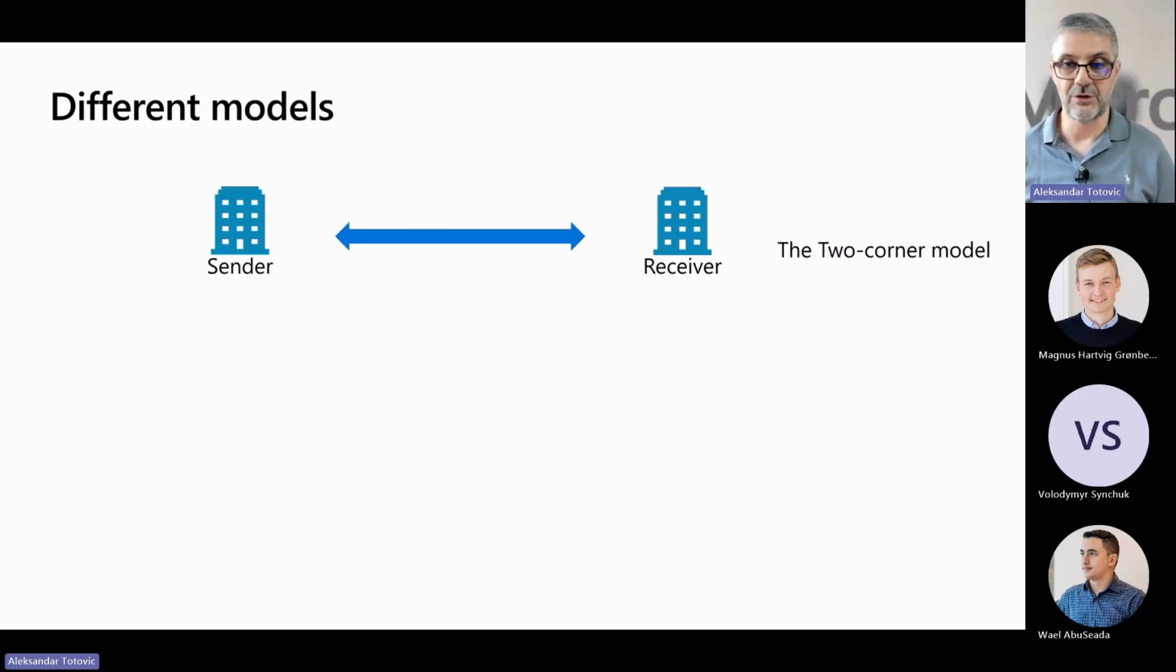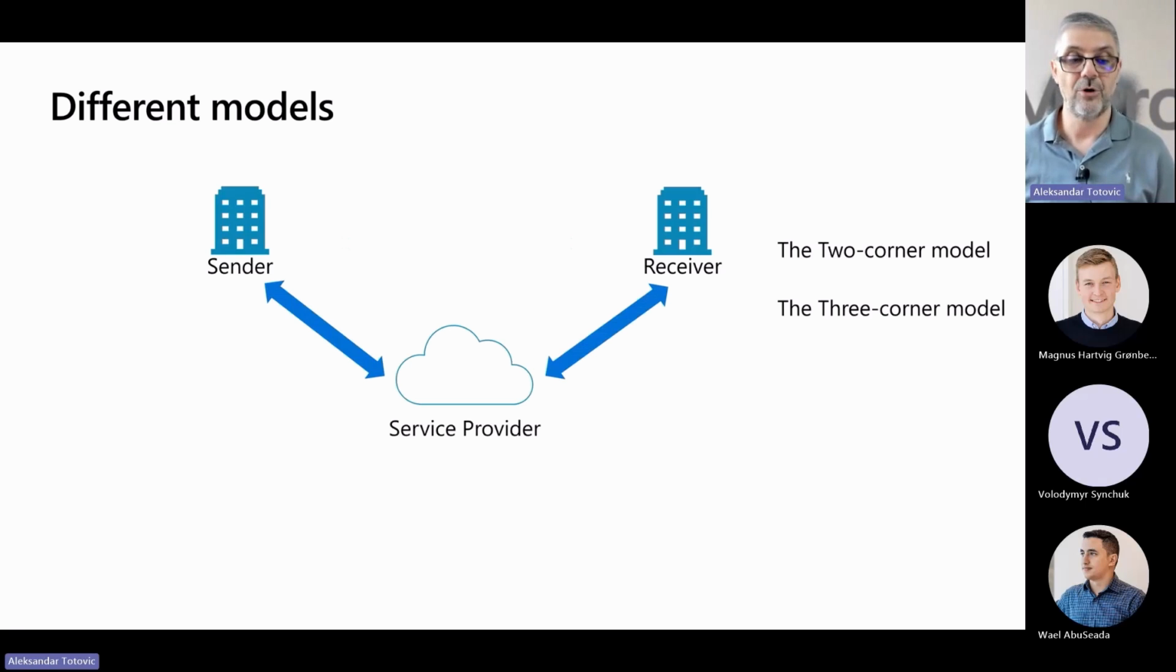This is what we call the two-corner model, easy communication. We can create an electronic document file and send it via email or some other way. This is something you already have in Business Central. You can export the PEPPOL format and that's it. It can work.